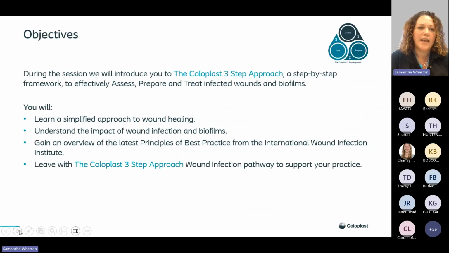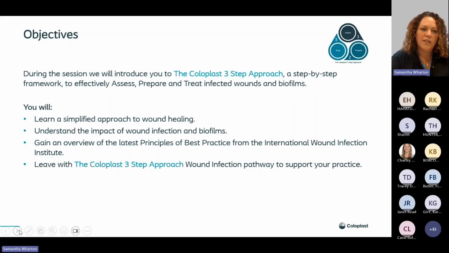So the objectives for today. During this session, we're going to introduce you to the Coloplast three-step approach, which is a step-by-step framework to effectively assess, prepare and treat infected wounds and biofilms. So it's really important that we really robustly assess patients with wounds and ensure we prepare the wounds and treat them with the most simplified approach.